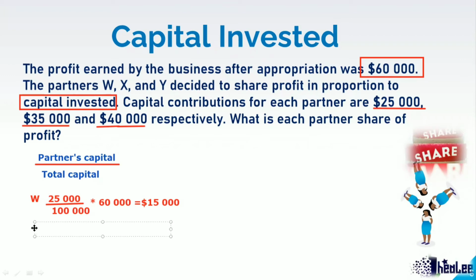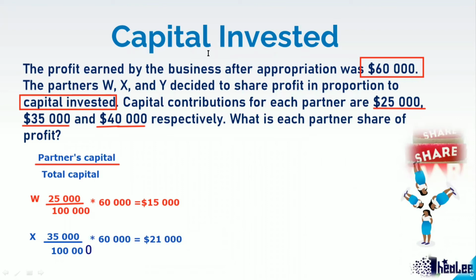The next partner is X. The calculation is 35,000, because that is the amount contributed by partner X, 35,000 divided by the total capital of 100,000, times the profit of 60,000, and based on calculation, that would give you a profit of 21,000. So based on calculation, X would get a profit of 21,000 out of the $60,000.